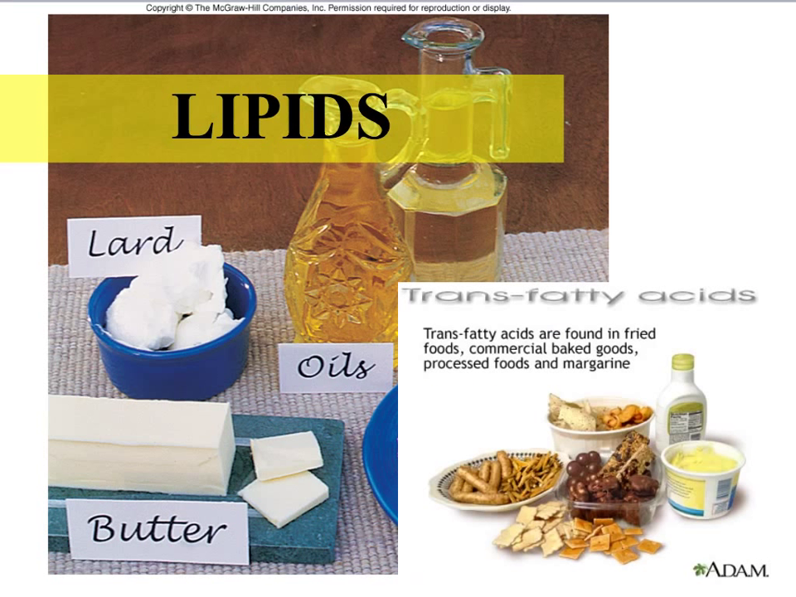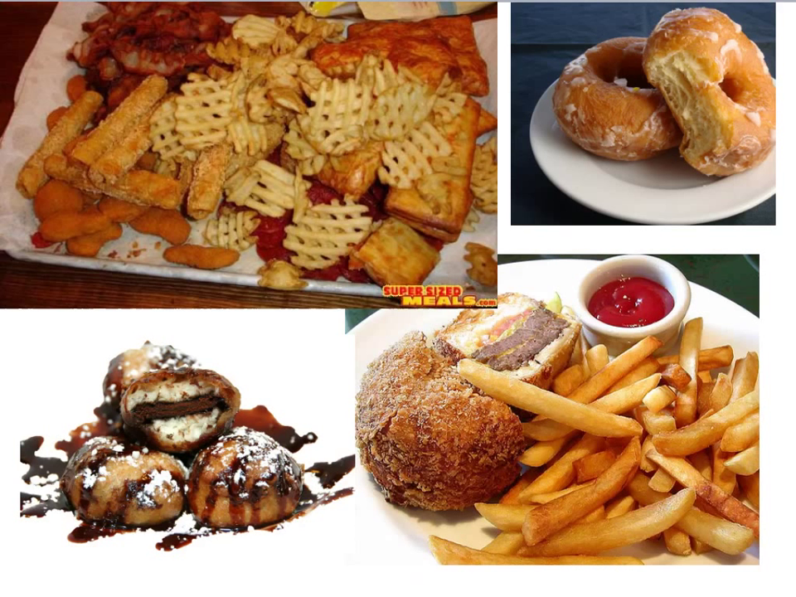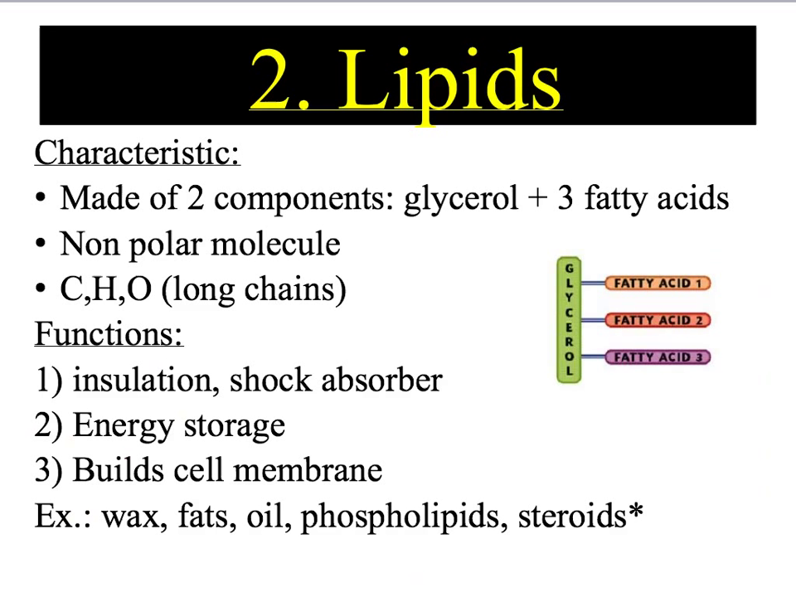Now let's take a look at lipids. Now lipids are made of 2 components. We have a glycerol backbone and 3 fatty acids linked to the glycerol backbone. They're nonpolar molecules, and that's why they cannot mix with water. They are made of carbon, hydrogen, and oxygen, and they make long chains. Some of the functions include insulation, energy storage, and building cell membranes.